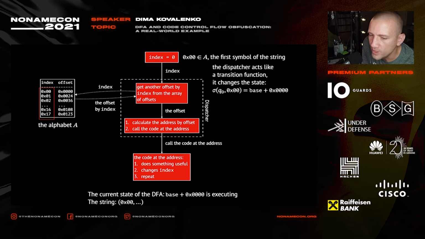From math point of view, it takes an input symbol and changes the state of the DFA accordingly to the transition table. Then the code does something useful and branches the dispatcher from another index. From mathematical point of view, the code just adds another input symbol to the string, so the transition function can change the state of the DFA again and again and again.